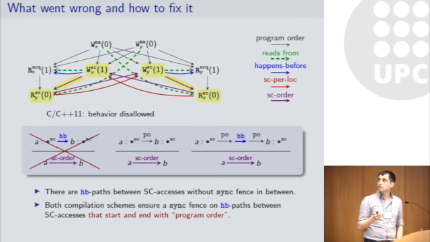So this is the suggested change, and now we will not have these conditions. You cannot find one of these two paths between this event and this event, and we will say that the behavior is allowed, just like the hardware does for the compiled program.